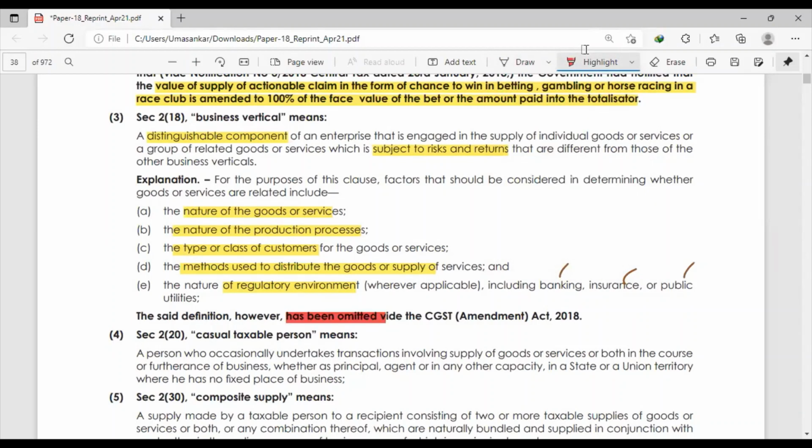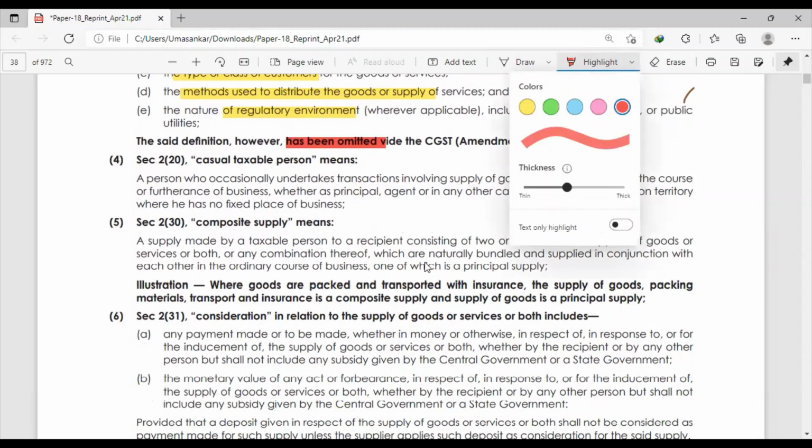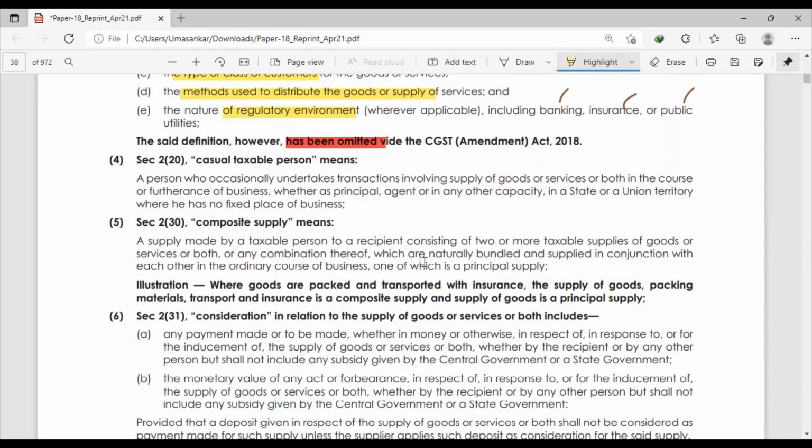Now, the next definition. What do you mean by casual taxable person? Casual taxable person means a person who occasionally undertakes a transaction involving supply of goods or services or both in the course or furtherance of business, whether as a principal or agent or in any other capacity, in a state or union territory where he has no fixed place of business. I will explain this with an example.